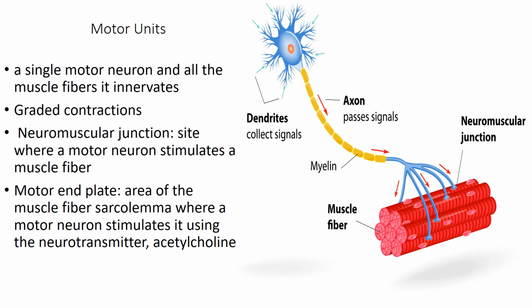So the neuromuscular junction, which is here, is going to be the site where the motor neuron is actually going to touch the muscle fiber, and that's where it will also release its neurotransmitter of acetylcholine, making that skeletal muscle excitable. And so the region of the muscle fiber where the motor neuron is going to stimulate is called the motor end plate on the muscle.